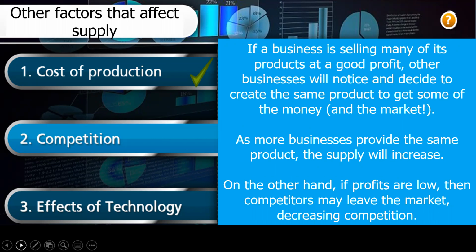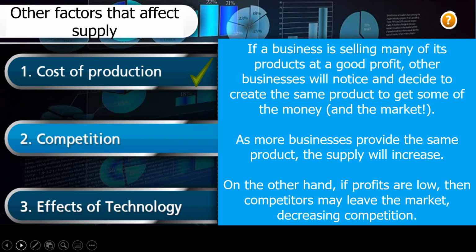Competition means that you have different people or enterprises trying to be better than the other by offering similar or equal products. So if a business is selling many of its products at a good profit, that means it's making a good amount of money, other businesses will notice. That's inevitable. And they decide to create the same product to get some of the money and the market too. So as more businesses provide the same product, the supply will increase.